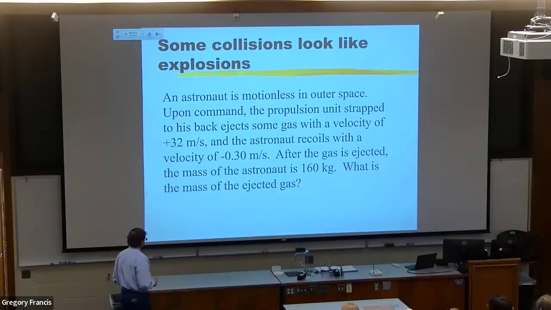An astronaut is motionless in outer space. Upon command, the propulsion unit strapped to his back ejects some gas with a velocity of 32 meters per second. And the astronaut recoils in the opposite direction with a velocity of negative 0.3 meters per second. After the gas is ejected, the mass of the astronaut is 160 kilograms. What is the mass of the ejected gas?